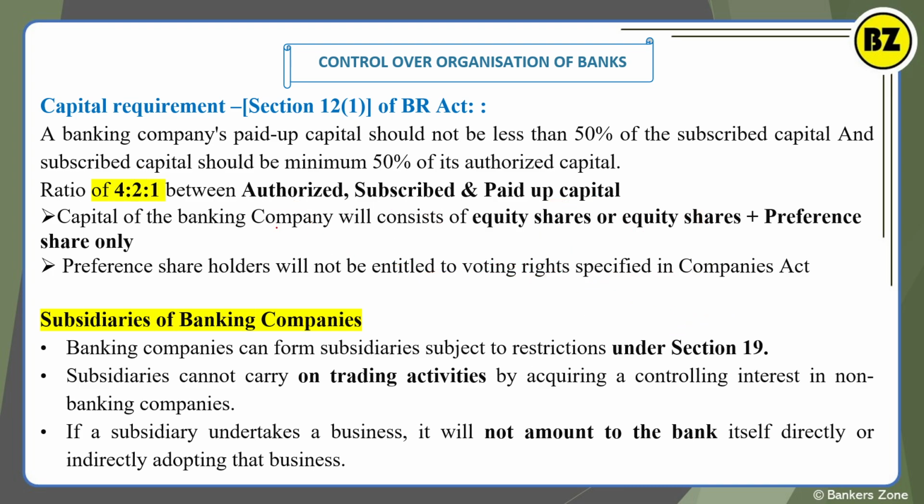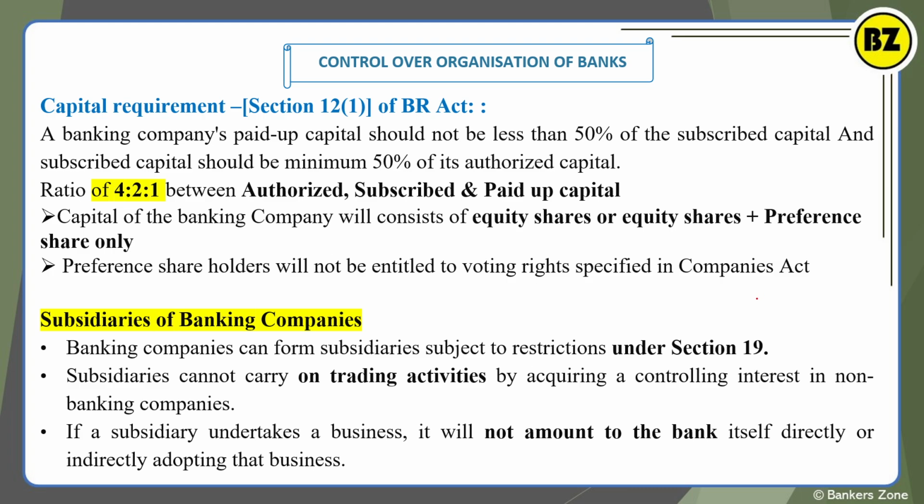The capital of the banking company will consist of equity shares or equity shares plus preference shares only. Okay, so in what form should you have capital? You can have only equity shares, or equity plus preference. Now the preference shareholder will not be entitled to the voting right specified in the Companies Act. Okay, this is the basic provision.